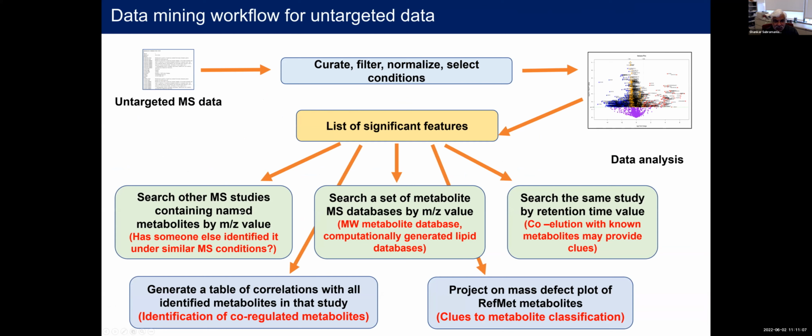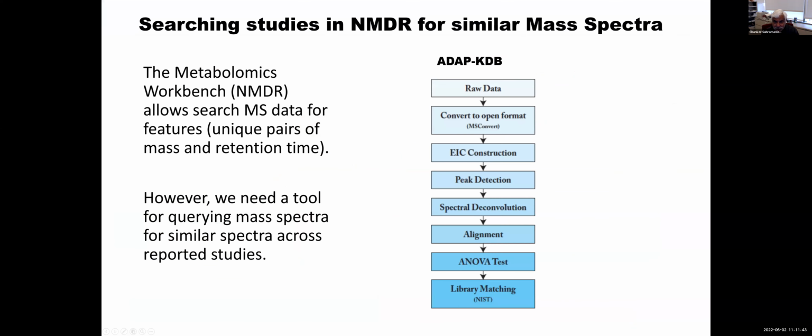You can search other MS studies containing named metabolites by m/z value. You can search metabolite databases, MS databases by m/z value from computationally generated lipids. You can look at coelution with known metabolites to get some clues on what they are. We can generate a table of correlations with all identified metabolites, even if you didn't know what the metabolite was. And then you can see the guilt-by-association factor, and project on a mass defect plot for clues to metabolite classification. This we provide you just on the fly for you to look at.